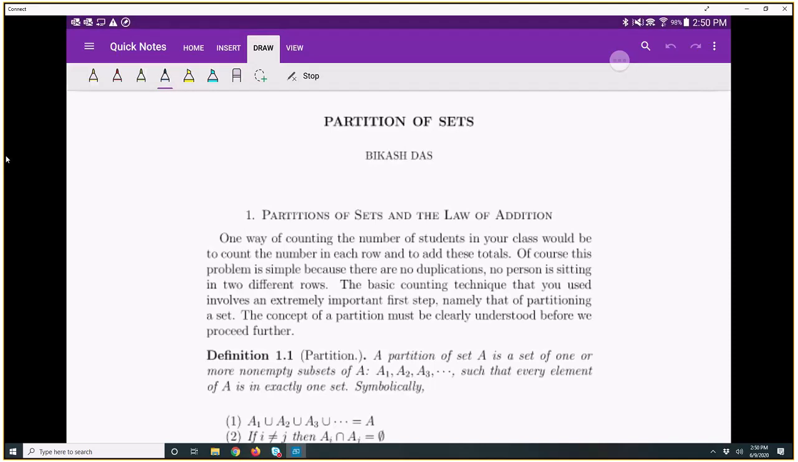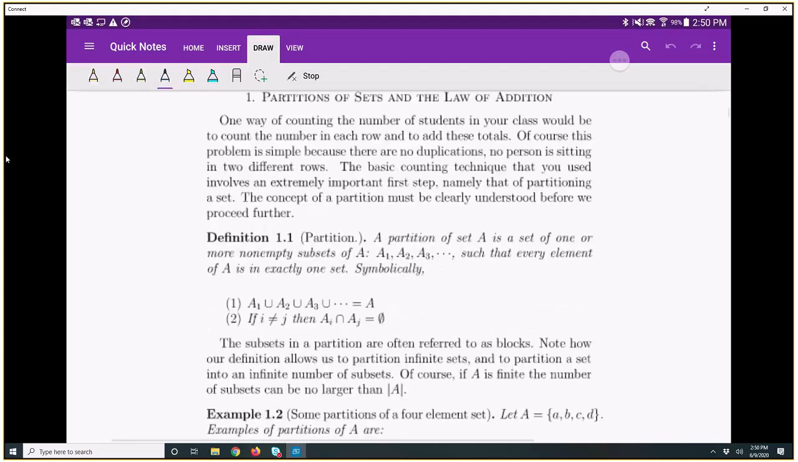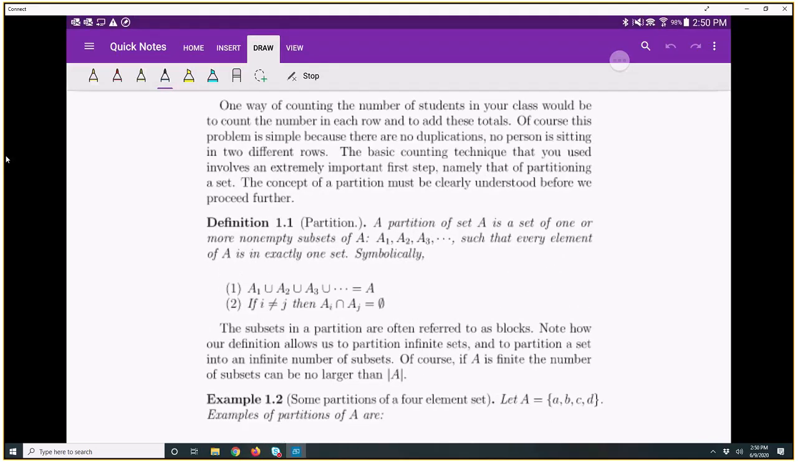In this video, we'll be talking about partitions of sets and the law of addition. So we'll start with the definition of a partition. A partition of a set A is a set of one or more non-empty subsets of A, such as A1, A2, A3, etc., such that every element of A is in exactly one set.